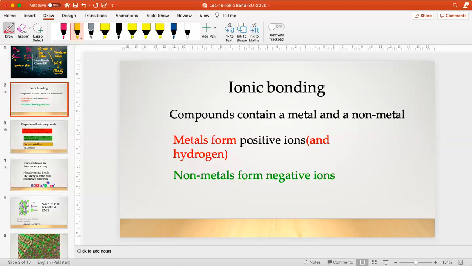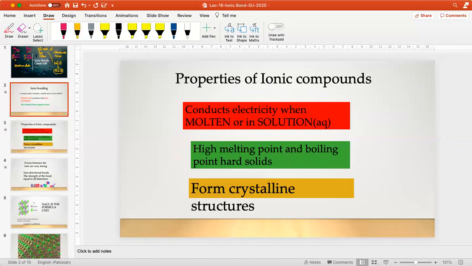So ionic bonding compounds contain a metal and a non-metal. This fact is established right now. And you know that metals form positive ions and non-metals form negative ions. Now you will also know what the sources of cations and anions are. Next, we need to understand the properties also. Ionic compounds have three major properties. Number one, they conduct electricity when molten or in a solution state.